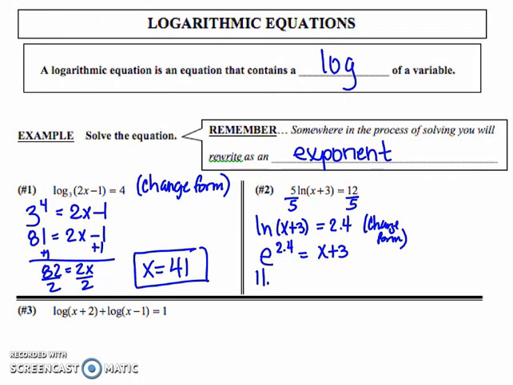That's just 11.0232 is equal to x plus 3. So then my final step will be to subtract 3 from both sides. So I get an answer of x equals 8.0232.